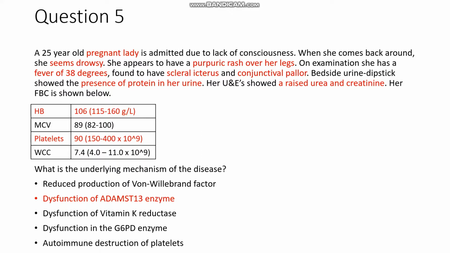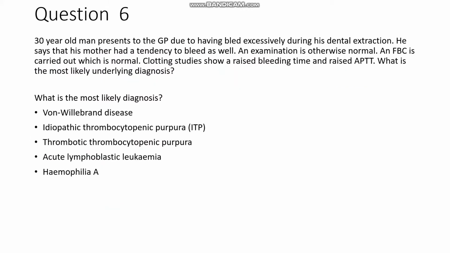Bedside urine dipstick showed the presence of protein in her urine, and the U&E shows a raised urea and creatinine. And there is the 5th element of our pentad. So you can see we have had a fever, neurological dysfunction, renal failure, thrombocytopenia, and anemia. And remember we said that TTP occurs due to the lack of or a deficiency in the ADAMTS13 enzyme, which can't cleave Von Willebrand's factor.